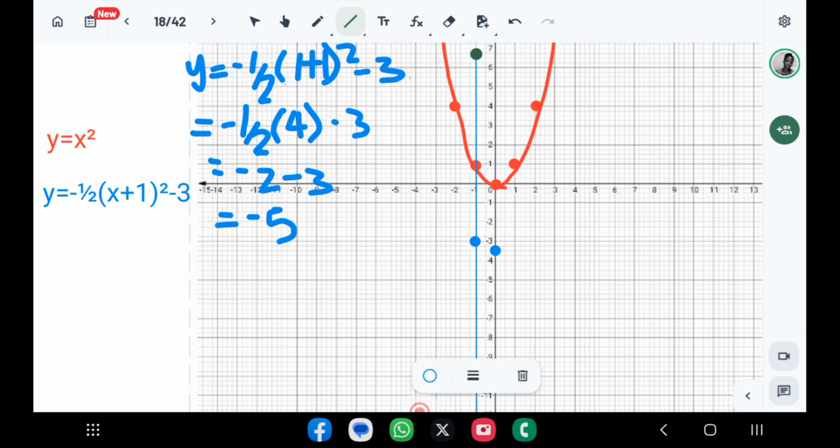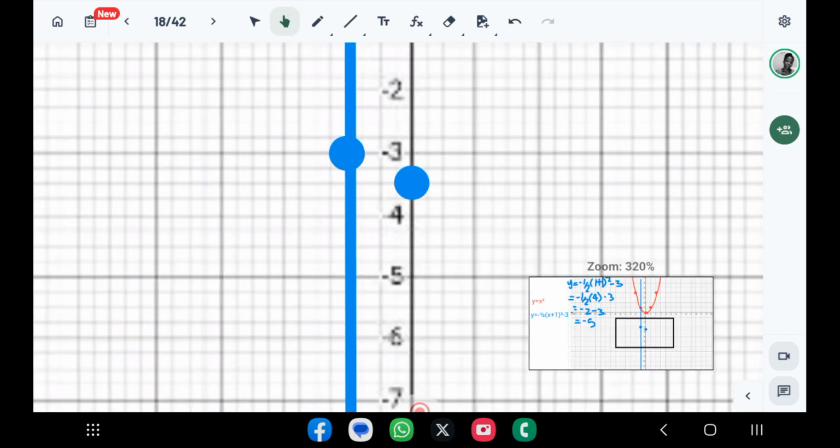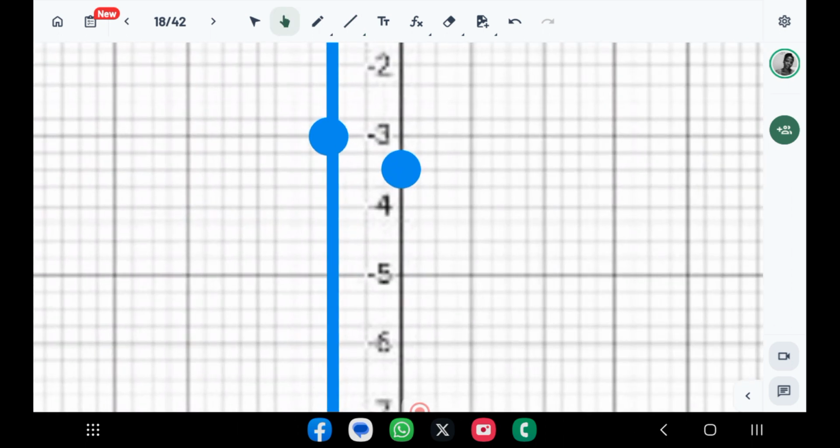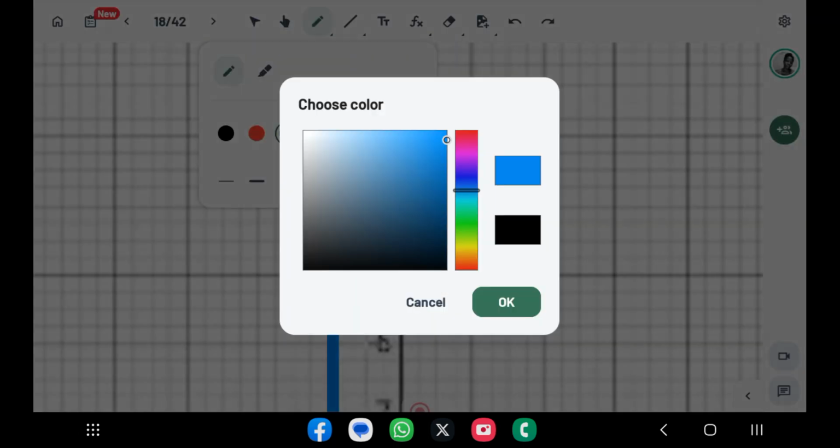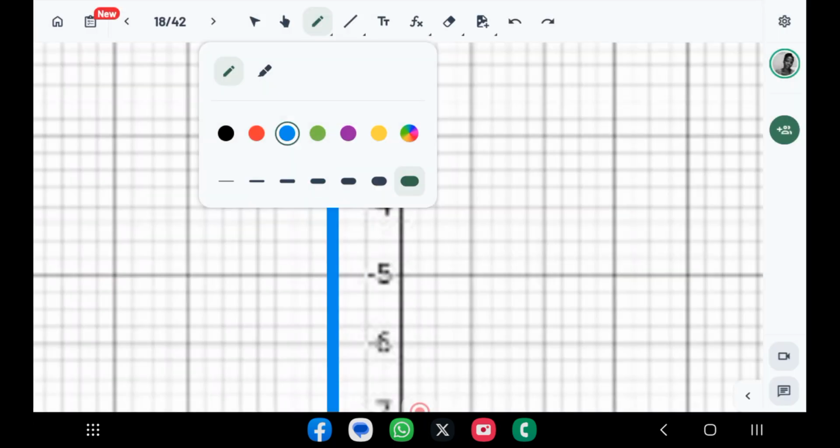There's the axis of symmetry. All right, at x equals 1, we've got y equals -5. Let's plot that. Y equals -5 at x equals 1. Okay, let's make it bigger.